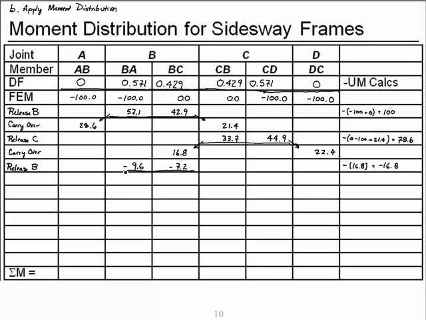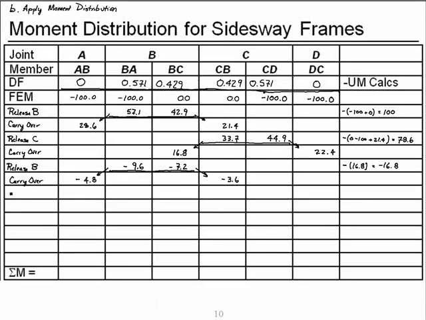And now node B is in equilibrium. Again, we'll have carryover as we clamp that down. Moment is generated at the other ends. Half of the negative 9.6 is a negative 4.8 foot kips carried over to node A. Half of the negative 7.2 is a negative 3.6 that carries over to node B.